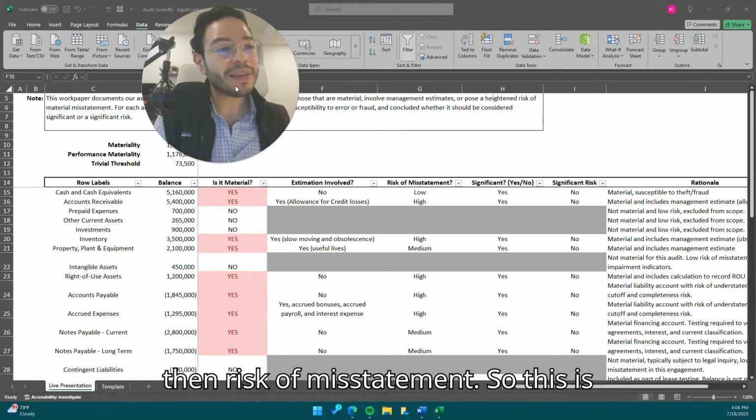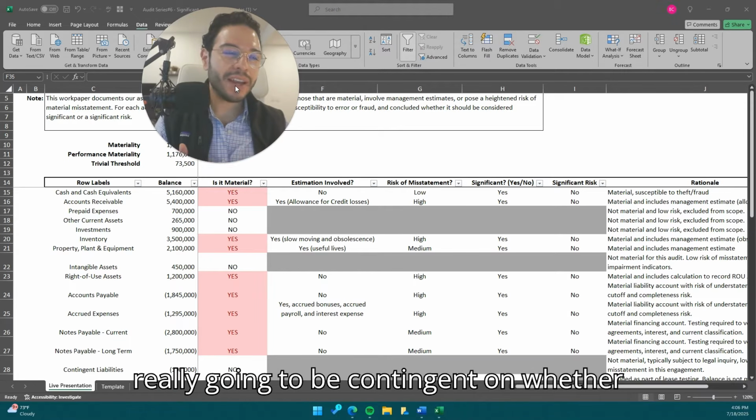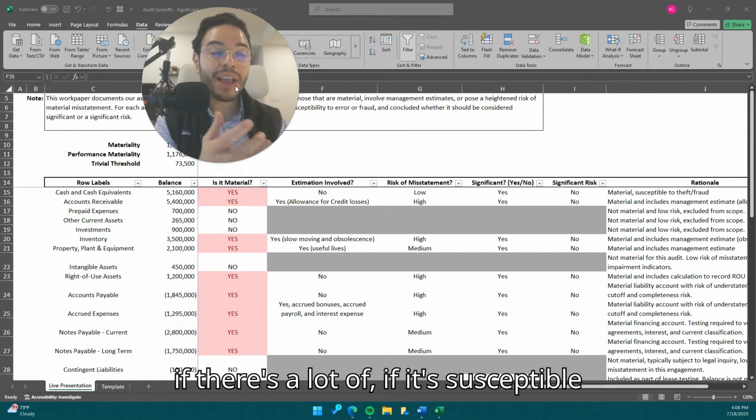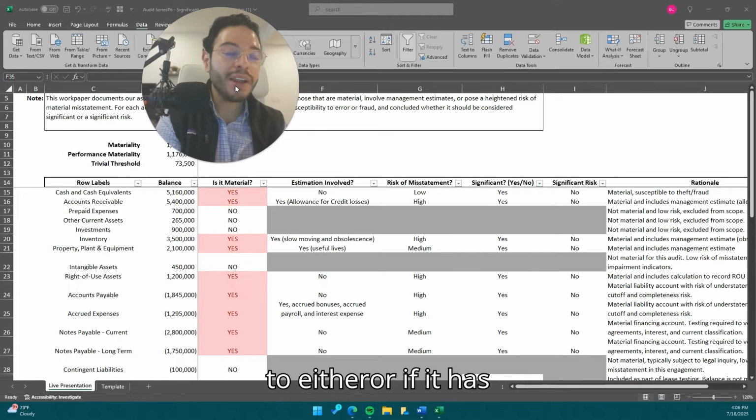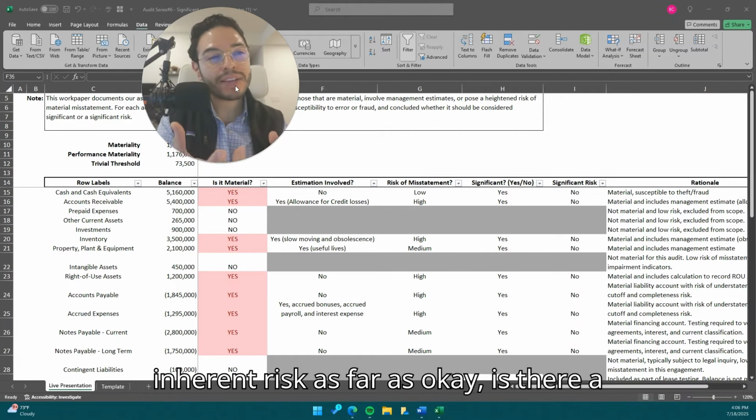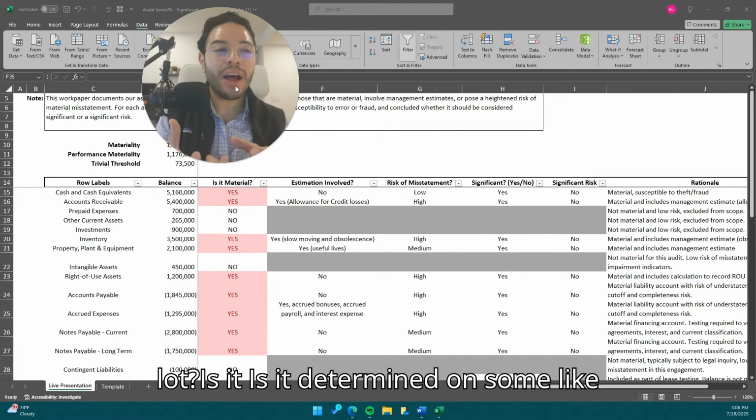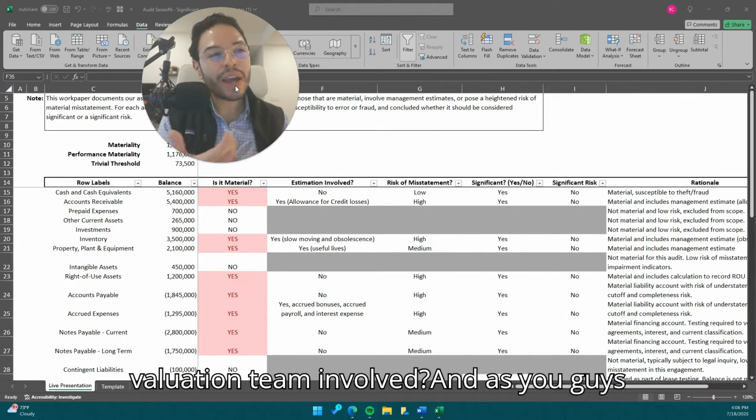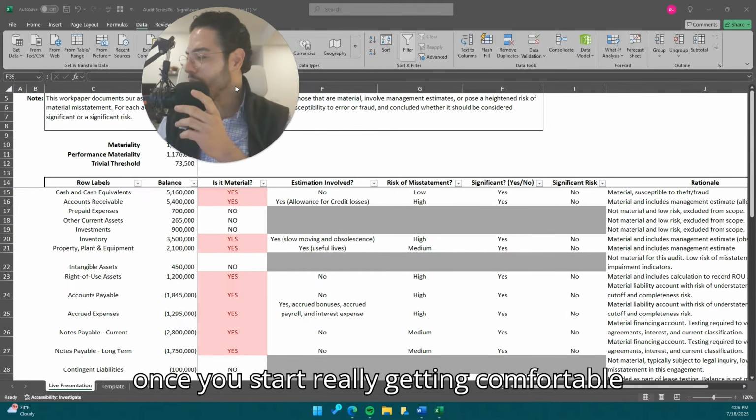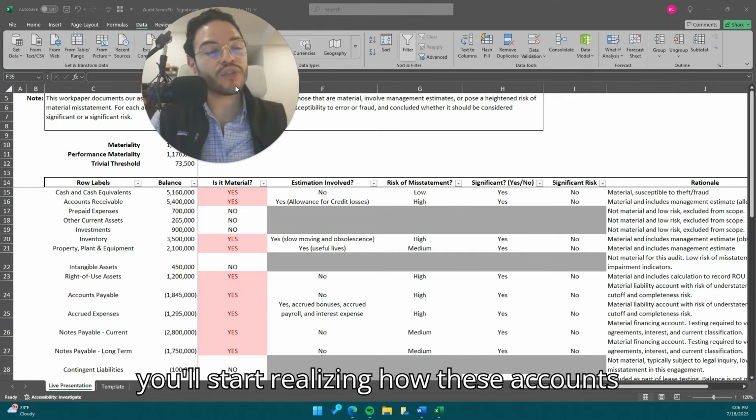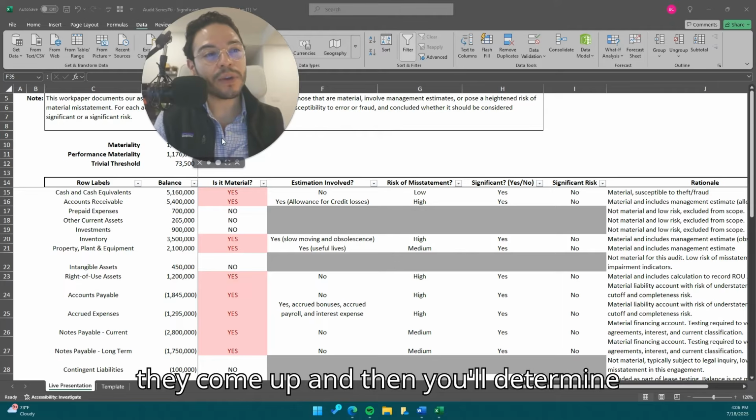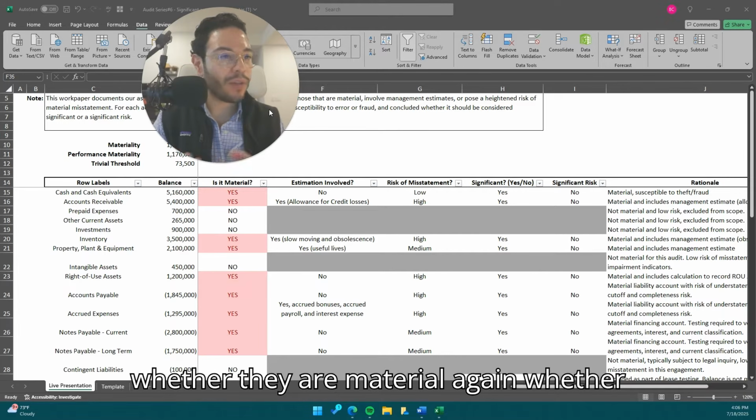So then risk of misstatement. This is really going to be contingent on whether it's quantitatively significant, and also if it's susceptible to fraud, or if it has inherent risk, as far as, okay, is it determined on some really complex transaction? Is there a valuation team involved? As you guys start picking up on accounts, once you get comfortable with certain account balances, you'll start realizing how these accounts are composed, how they're recorded, how they come up, and then you'll determine whether they are material, again, whether there's an estimate involved.